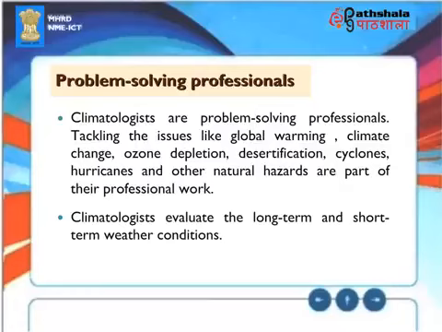Problem solving professionals. Climatologists are problem solving professionals, tackling issues like global warming, climate change, ozone depletion, desertification, cyclones, hurricanes, and other natural hazards as part of their professional work. Climatologists evaluate the long-term and short-term weather conditions.